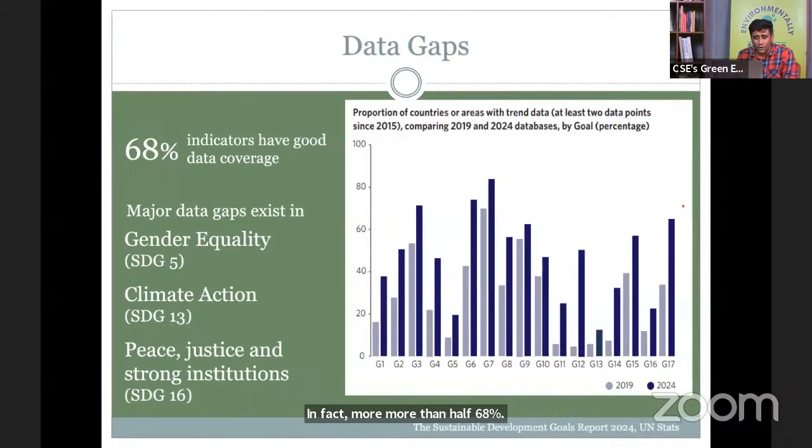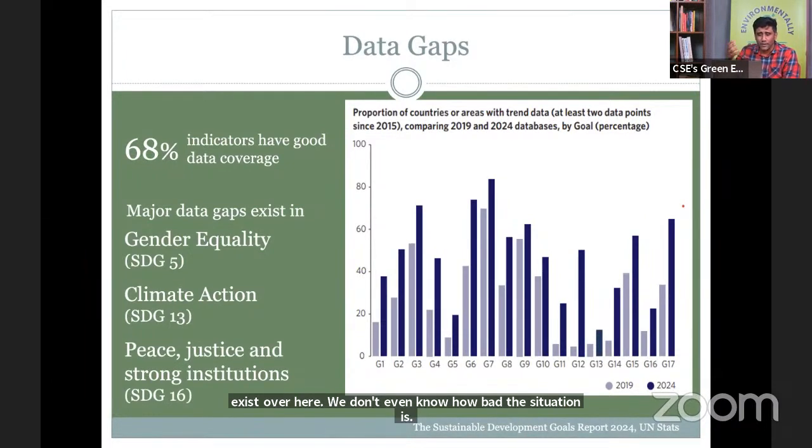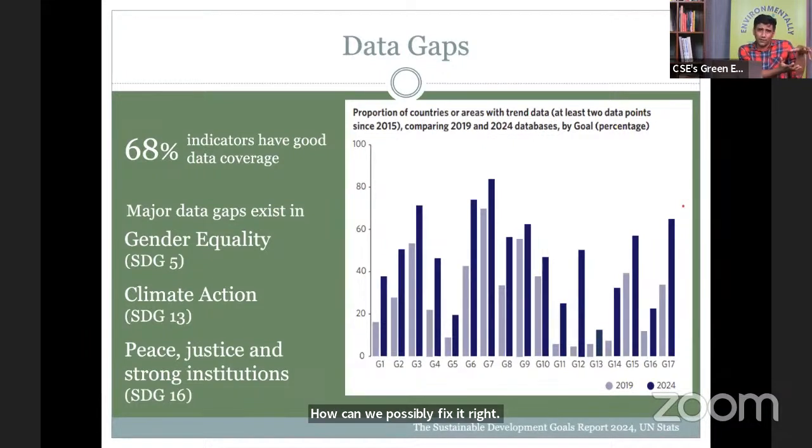Then there are also massive issues when it comes to gender equality. So that is one parameter where countries the world over, including India, are struggling to just generate data. We are not even talking about fixing the problem. We're talking about data gaps that exist over here. We don't even know how bad the situation is. How can we possibly fix it, right? We are basically working on old data, which might have changed. So we don't know what the ground reality is. Or we are even worse, working with no data. So we are going on a hunch. And when I'm talking about this, I'm talking about countries in total. So countries are going on their hunch to fix the problem.